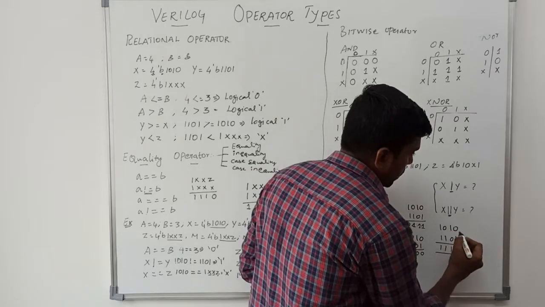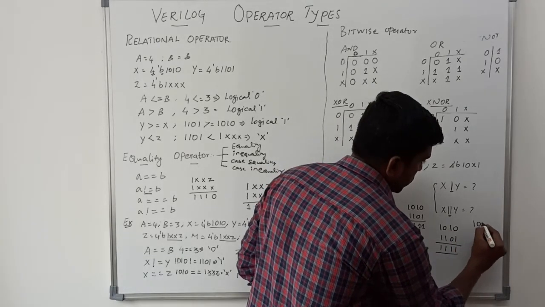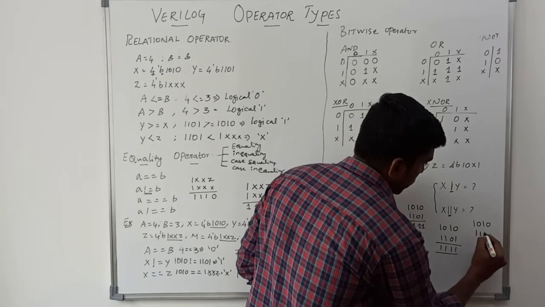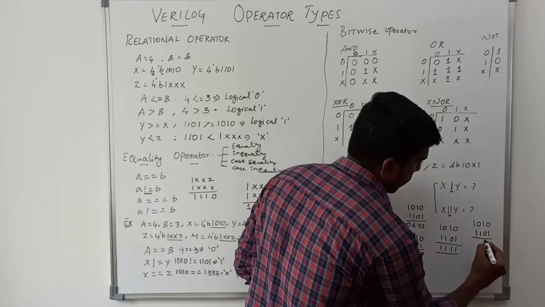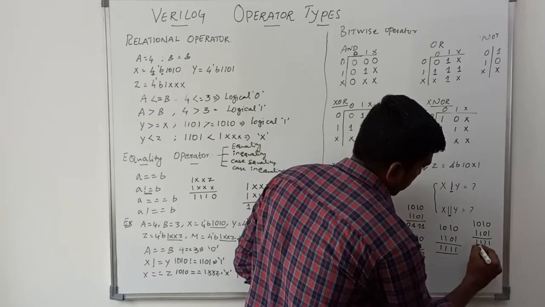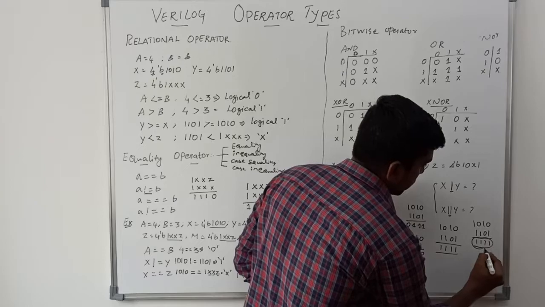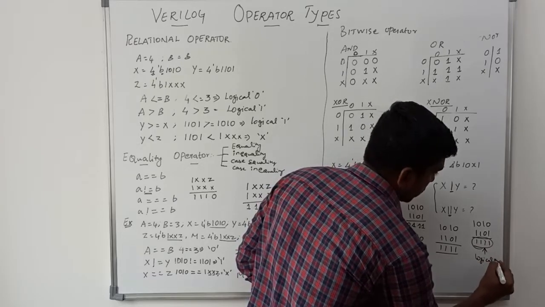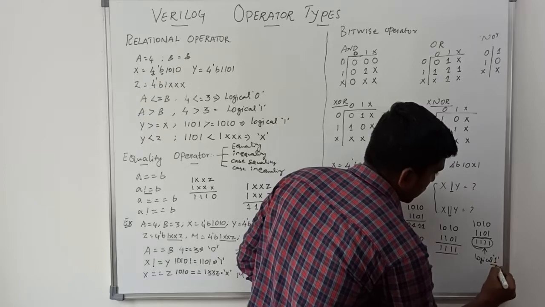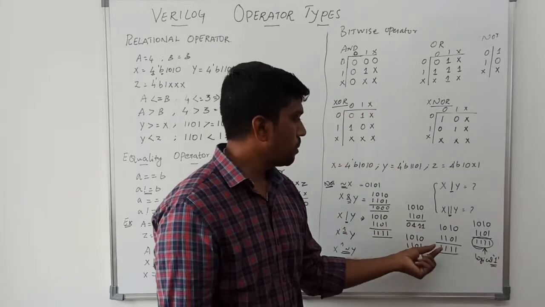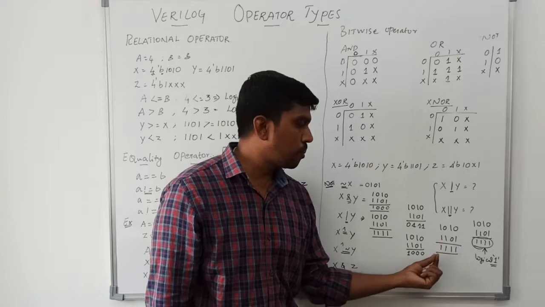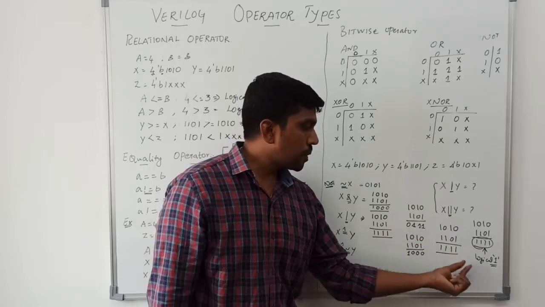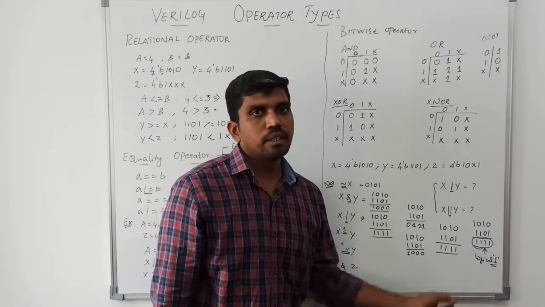Now we go for the logical OR operation. So x value 1010, then 1101. You just apply the OR operation, 1111. So in the logical OR operation, the result is a logical 1 in a single bit result. But the bitwise operator releases a 4-bit result. Logical OR operation releases a single bit result.